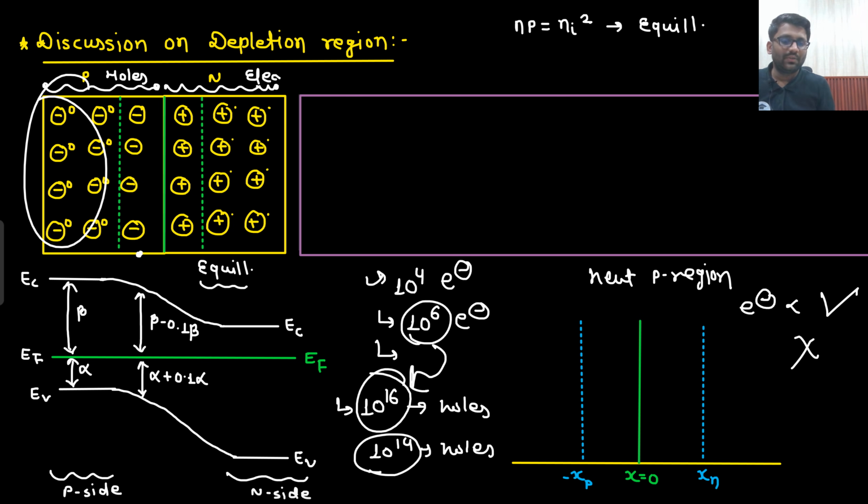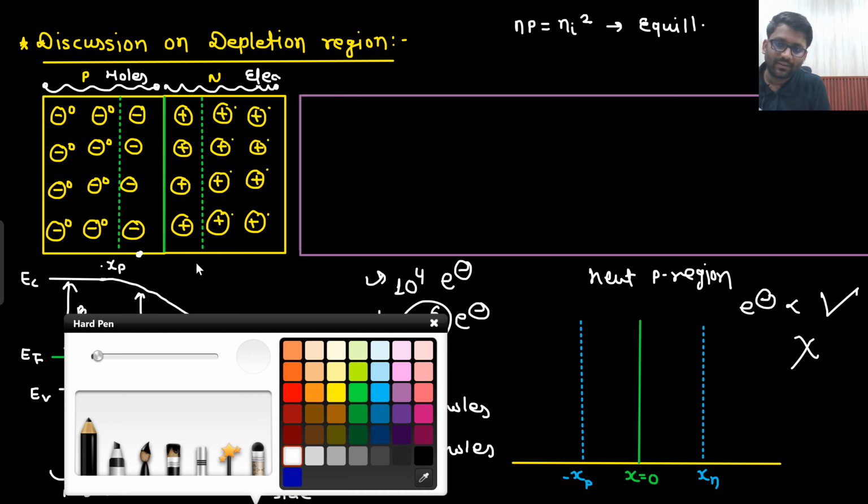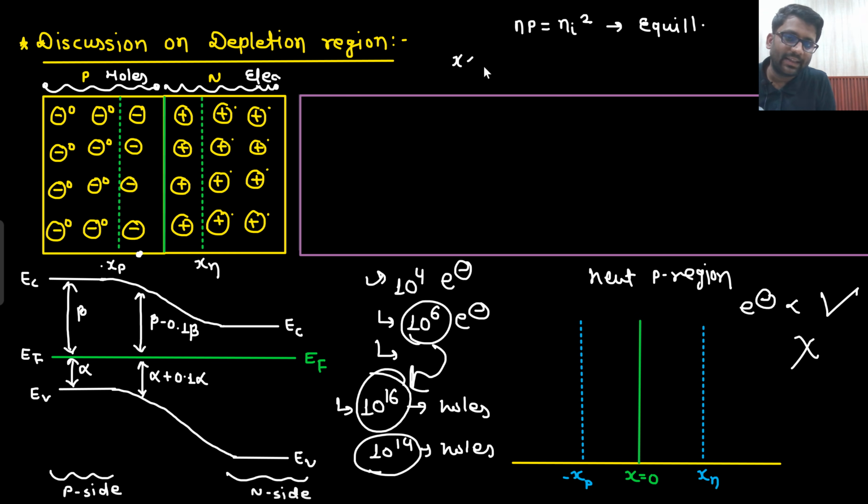Here we were following the mass action law. This point was minus xp and this point was xn, right? So for x less than minus xp, what was the scenario? Number of holes were 10 to the power 16 and number of electrons were 10 to the power 4. Now let's say this point is minus xp plus delta x. So this distance is delta x only.